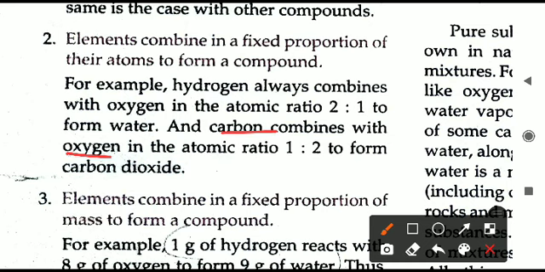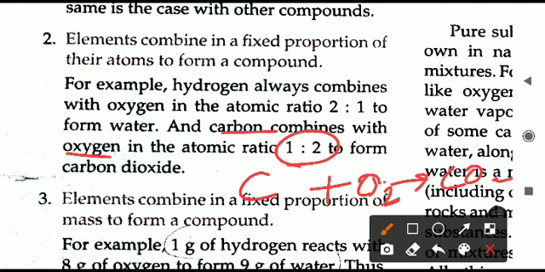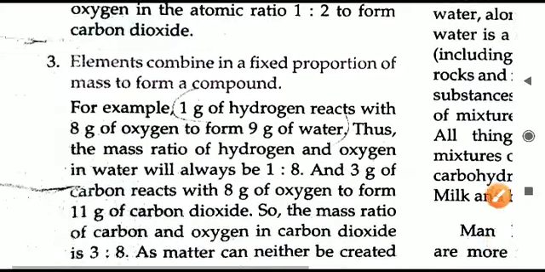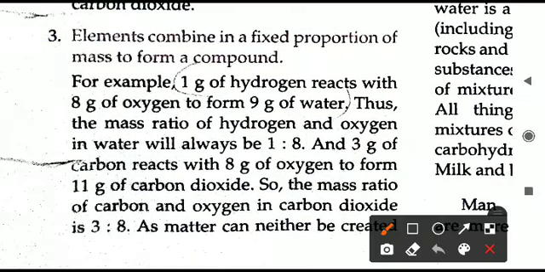Same way, carbon combines with oxygen in the ratio 1:2, means one atom of carbon will combine with two atoms, that is O2, of oxygen, and then CO2 is produced. So this is 1:2, one atom of carbon, two atoms of oxygen. So this is the ratio by which CO2 gas is produced. That is why we say elements always combine in a fixed proportion of atoms, then only the compounds will be produced.